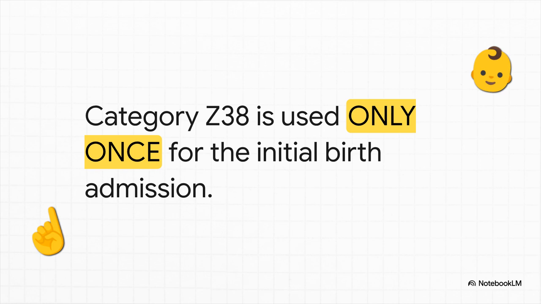Now you're going to master this rule. A Z38 code is an event code used exclusively for that initial admission. It is never ever reported on readmissions. Think of it like a birth announcement, right? You only announce the birth once. If that baby goes home and gets readmitted a week later for jaundice, you do not use the Z38 code again. You would sequence the jaundice as your principal diagnosis for that next encounter.